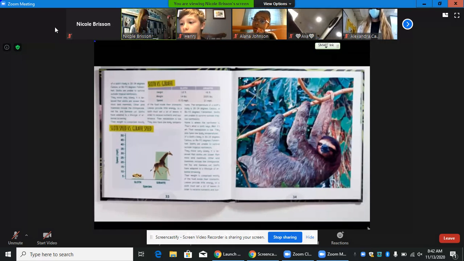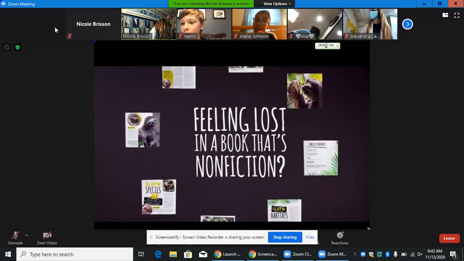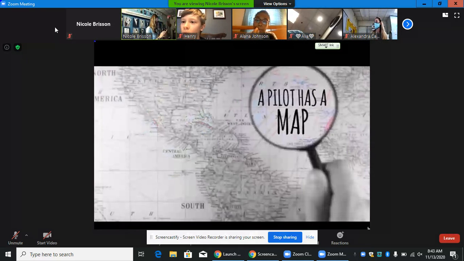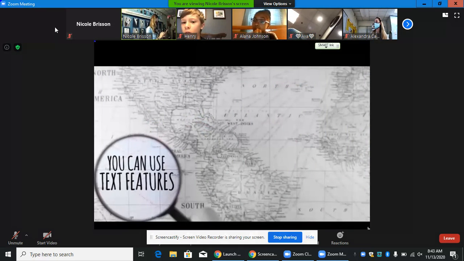Feeling lost in a book that's non-fiction. Text features will point you in the right direction. The captain has a compass, a pilot has a map. You can use text features to find facts.